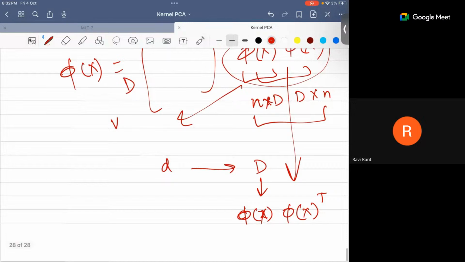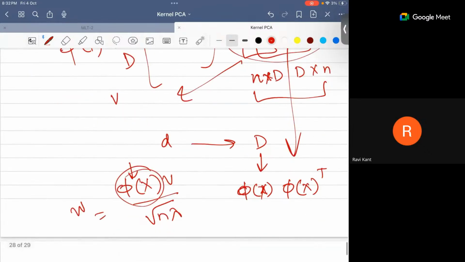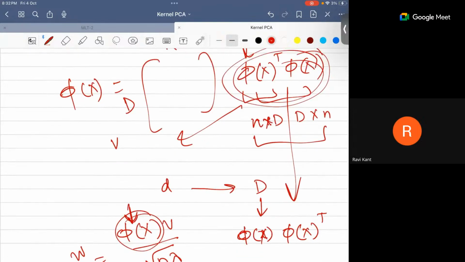Phi of x transpose b upon under root of n lambda. Correct? This will be about the eigenvector. But the problem here is phi x we don't have. This mapping we don't have. From the starting, I'm telling you, this mapping we don't have. We have it in the form of a dot product.